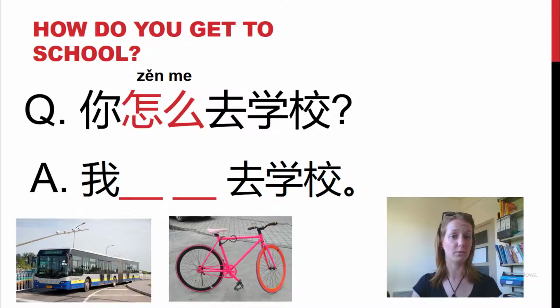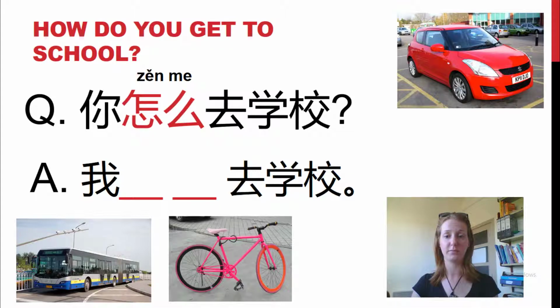Or what about this one? What verb do we use for this one? 我骑自行车去学校. 我坐汽车去学校. Can you answer this question for yourself? 你怎么去学校?